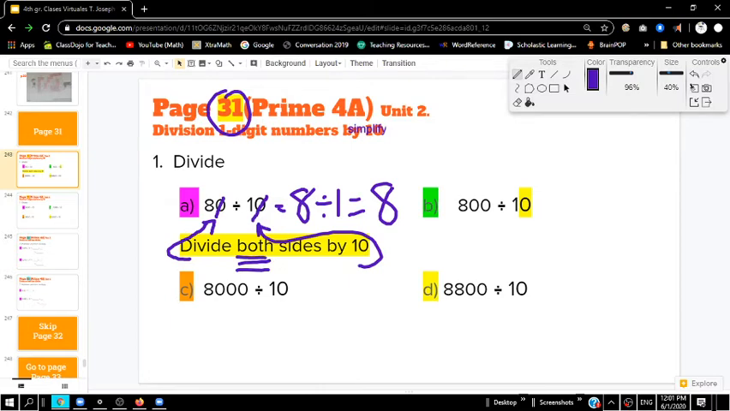Let's do the same thing in letter B. All right? Letter B says 800 divided by 10. Well, I'm going to divide 10 by 10 and divide 800 by 10. That's going to simplify both numbers. And my new problem is 80 divided by 1, which just equals 80.